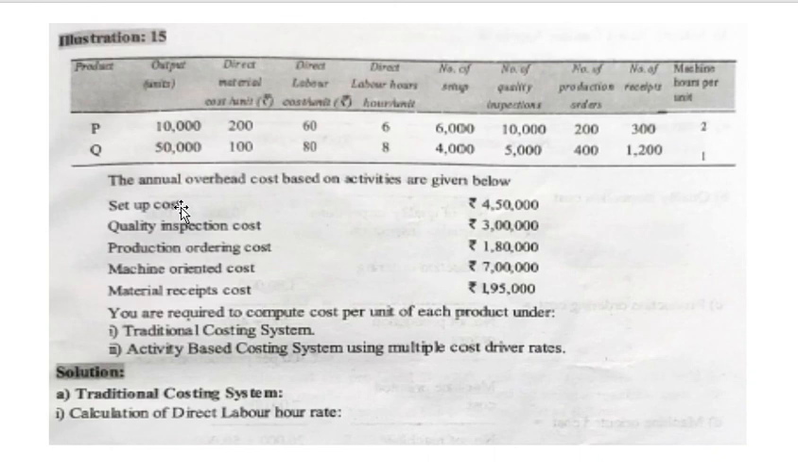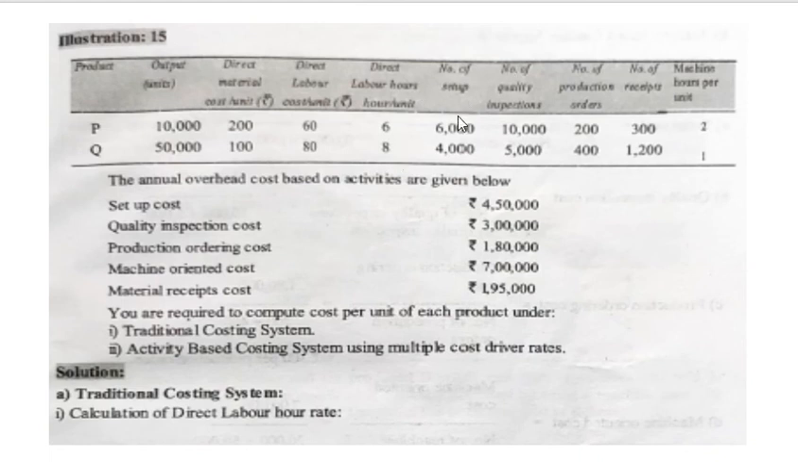Then the next problem we are going to discuss in this video is illustration 15. Here they have given us products P and Q, output in units, which is 10,000 and 50,000. Direct material cost per unit is 200 and 100. Direct labor cost per unit is 60 and 80. Direct labor hours per unit is 6 and 8.